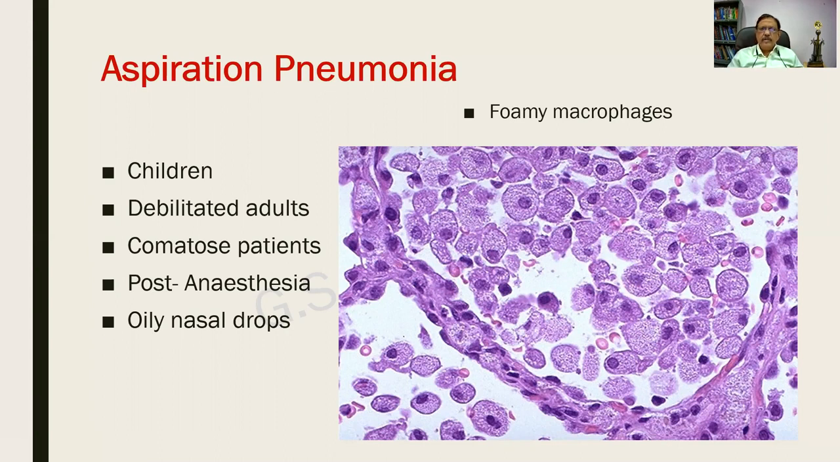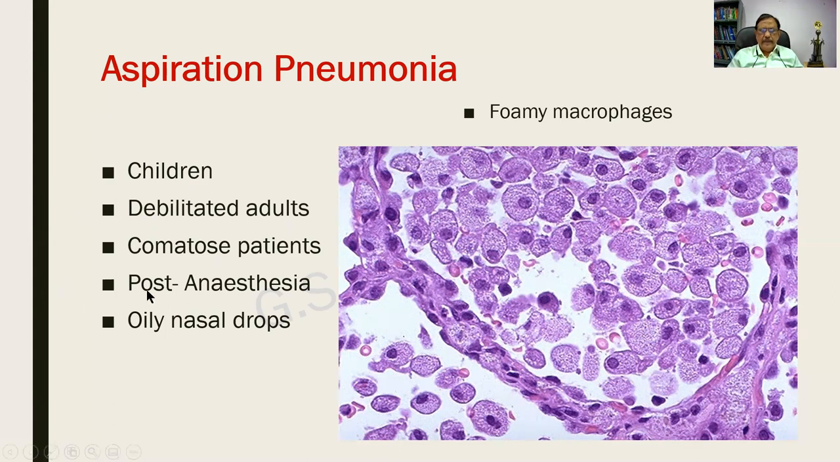Now, what causes aspiration pneumonia? It can occur in children. They have a tendency to swallow something that can end up in the windpipe, or the trachea, going into the lungs. Debilitated patients, when they are given any feed, it can go into the lungs. Comatose patients, the same reason. And there is a suppression of the cough reflex. You find that they can land up with aspiration pneumonia.